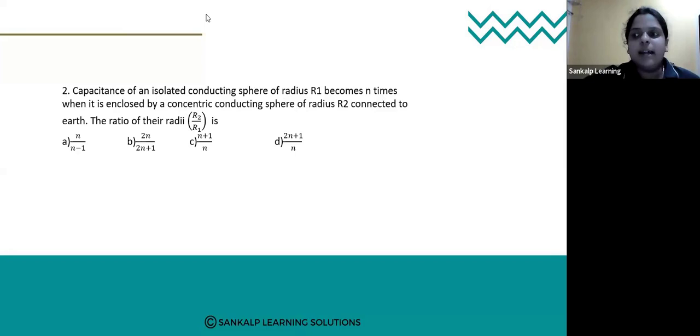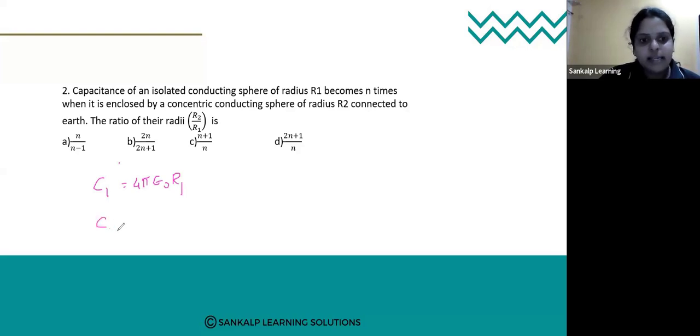So for that, what we are going to do is substitute. C1 is equal to the capacitance of an isolated conducting sphere. It is given by C1 is equal to 4 pi epsilon naught into R1. That is the capacitance of an isolated sphere when the radius is R1.